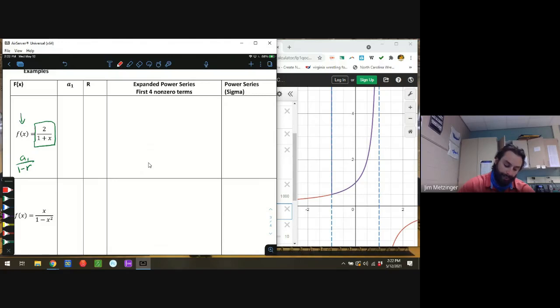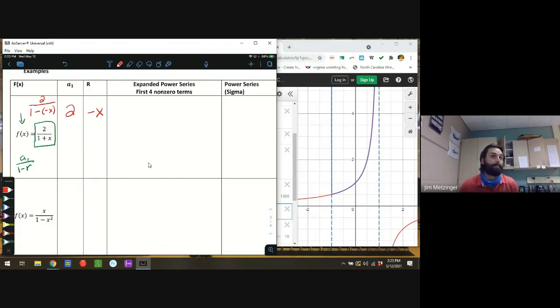Our issue is it's close to being in that form, but not really. We have 2 over 1 plus x. If we rewrite this as 2 over 1 minus negative x, then I can identify what everything is, where 2 is a1, r is negative x. Bingo.